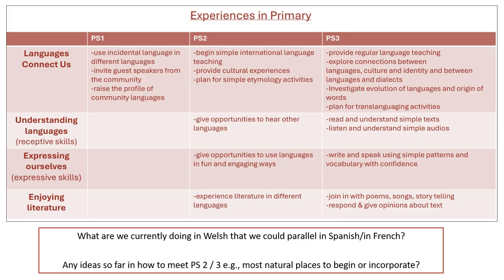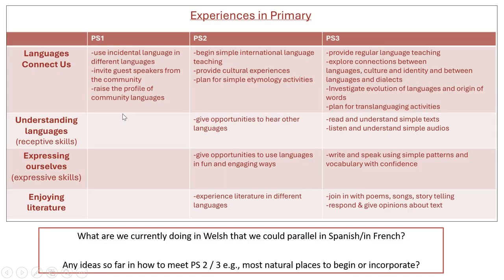And then, are there any ideas based on what we've been looking at so far in this session right now that are jumping out to you of how you could meet progression step 2 and 3 in particular? For example, where might be the most natural place to begin? Where might be the most natural place to bring in some international language? Well, so let's just shortly look at these, as I mentioned we would.